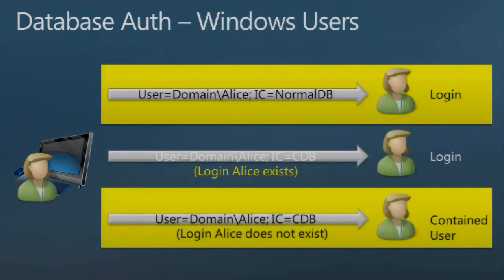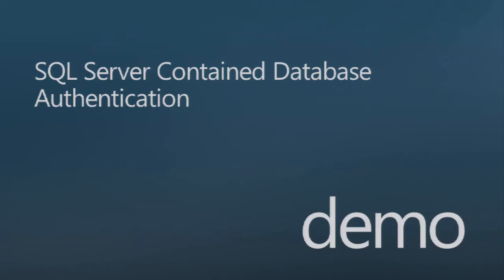With Windows users, if you name a normal database as the initial catalog, you continue to get a full login. If a login exists, you will get all the permissions of that login, even if you name an initial catalog that is a contained database. However, if there is no login, but there is a user in the contained database, then you will get a contained user token. So let's do a quick demonstration of SQL Server contained database authentication.